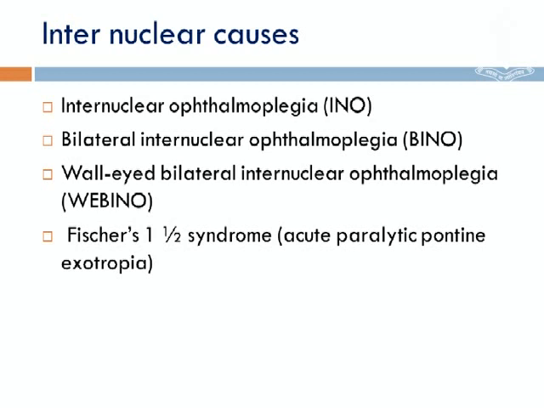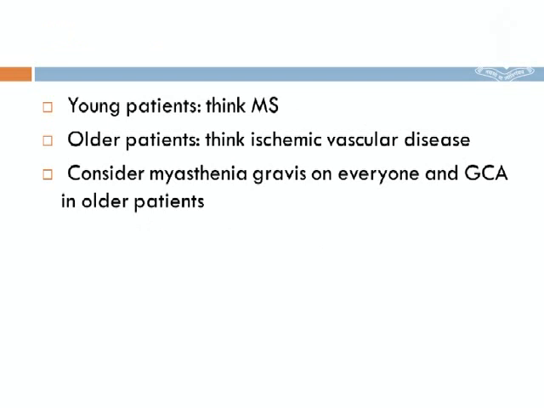The next is the one-and-a-half syndrome, where in one eye there is no movement at all, and in the other eye you have only abduction present. This is where you have the PPRF as well as the MLF affected. You have this condition which is called paralytic pontine exotropia. In young patients always think of multiple sclerosis, and in older patients think of ischemic vascular disease. Consider myasthenia gravis in everyone, which is a masquerade, and also never, but not the least, forget about giant cell arteritis in older patients.